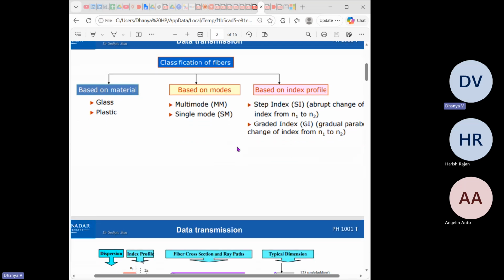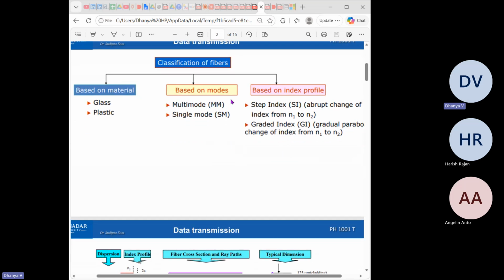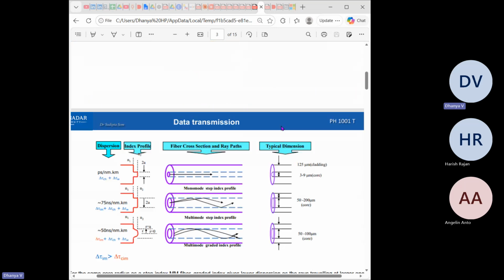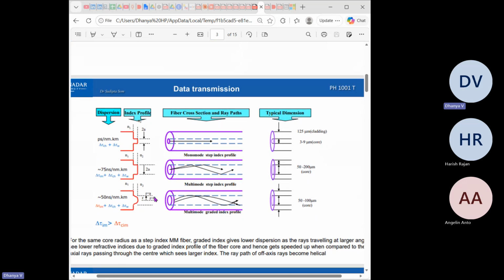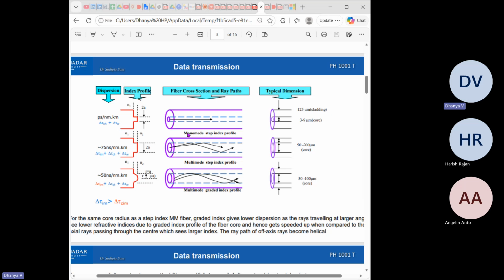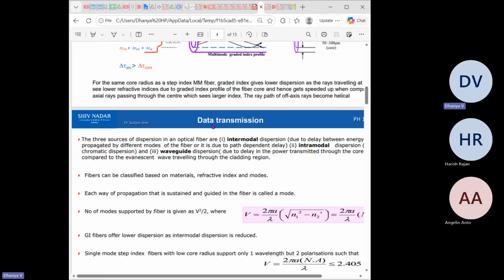So, classification of fibers: based on material, based on modes, and based on index profile. Based on material, it is glass and plastic. For modes, we saw single mode and multimode, and based on index profile, step index and graded index. This is just a general flow chart that you can remember. And this is again something that we already saw: single mode step index, multimode step index, multimode graded index. So this is the entirety of it in just one slide.